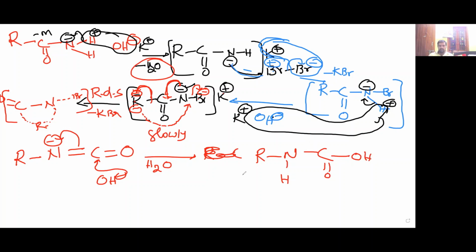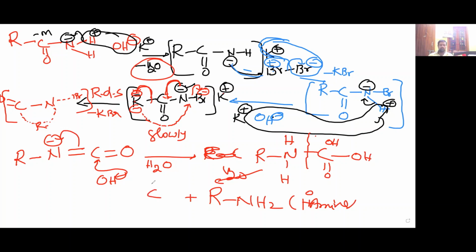Okay, so then again furtherly you added water, again bond breaking, H is added, OH is added, then you are going to get R, NH2 primary amine. This is the most important beautiful mechanism. And what is the byproduct? C double bond O, OH and OH. So this is unstable. Immediately water is eliminated, plus CO2 plus water. This is the mechanism for the Hoffman bromamide reaction. Okay, I hope it is clear.